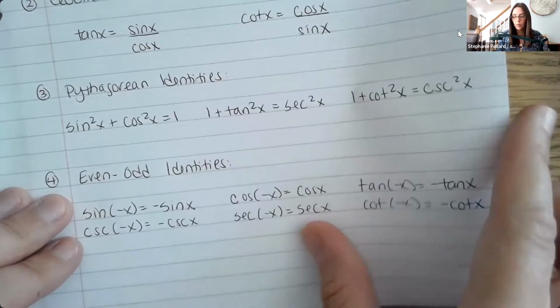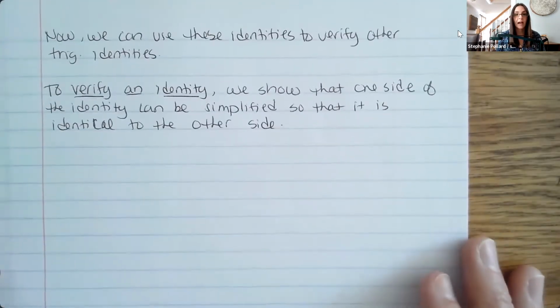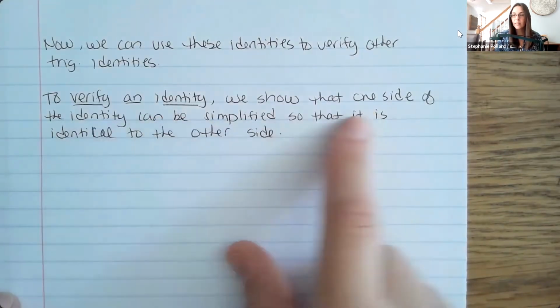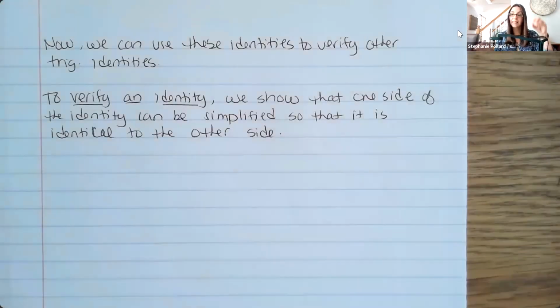So we're going to use these identities to help us verify other trig identities. We're going to show that other trig equations are also true. To verify an identity, it's not quite the same as proving an equation, it's a little bit different. We show that one side of the identity can be simplified so that it is identical to the other side. So what we often do is focus on one side of the equation, manipulate it using our common identities that we just saw, and get it to look like the other side.